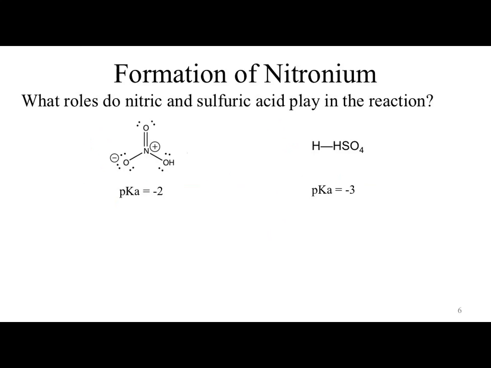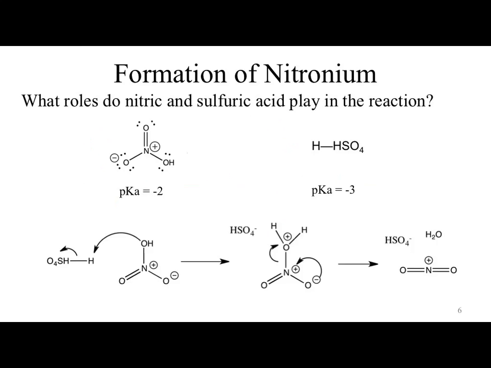The pKa's aren't going to be as relevant for you, but what will be relevant when we look at the mechanism is that nitric acid and sulfuric acid don't have nitronium. Okay? What has to happen is the nitric acid will react with the sulfuric acid to form an intermediate. That intermediate decomposes to form the nitronium ion, our active electrophile. Okay?